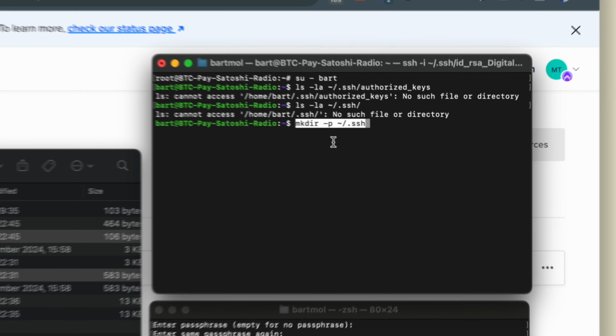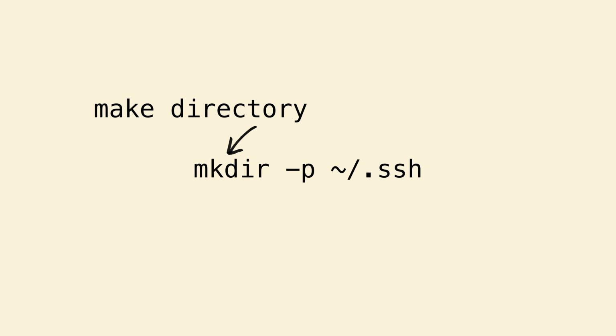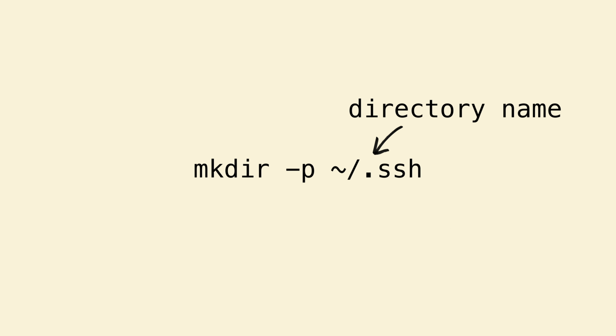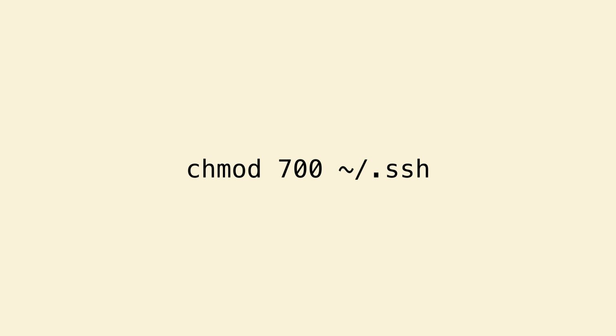So to create the directory, we use the following command. mkdir stands for make directory, basically create a folder. And the p flag prevents some error messages. After that, we specify what we are actually creating, in this case the hidden folder .ssh. After executing this command, we move on to the next one. chmod 700 to the .ssh folder. This command ensures that only the owner, me, can access this directory.